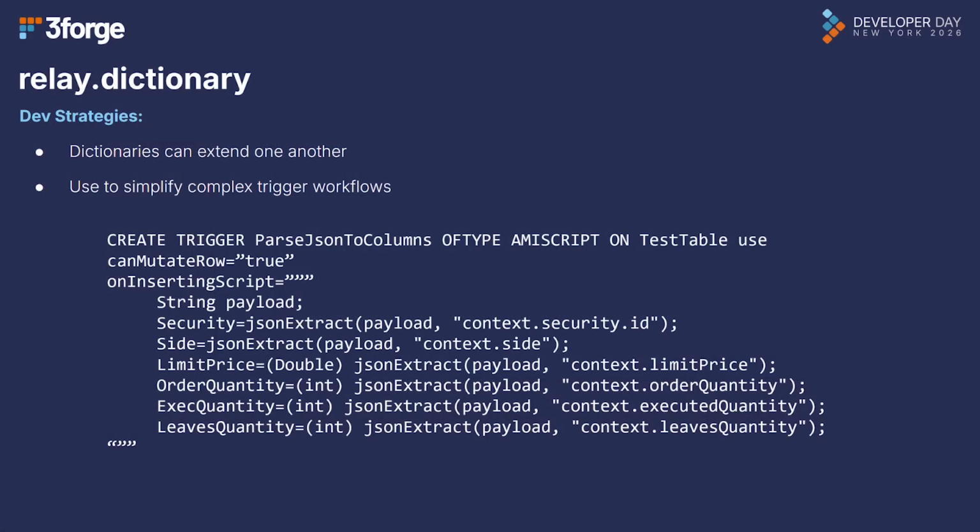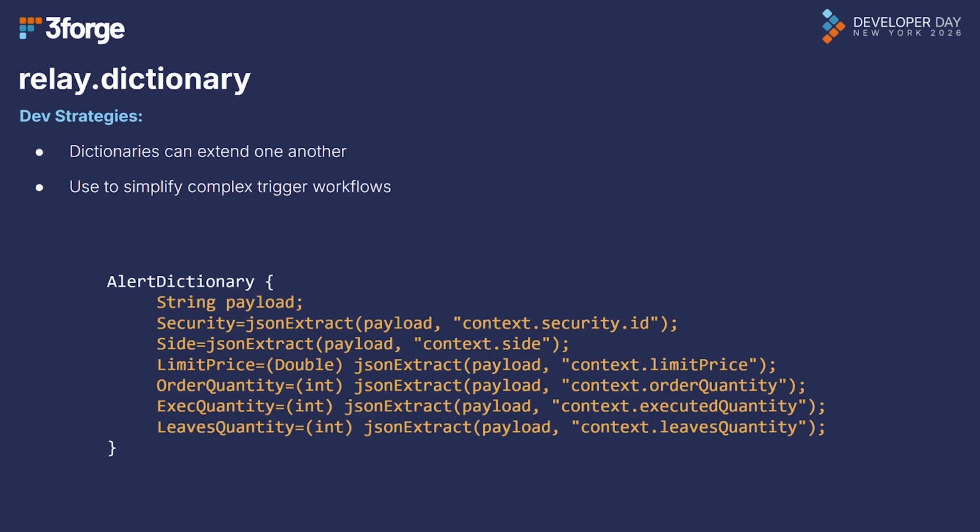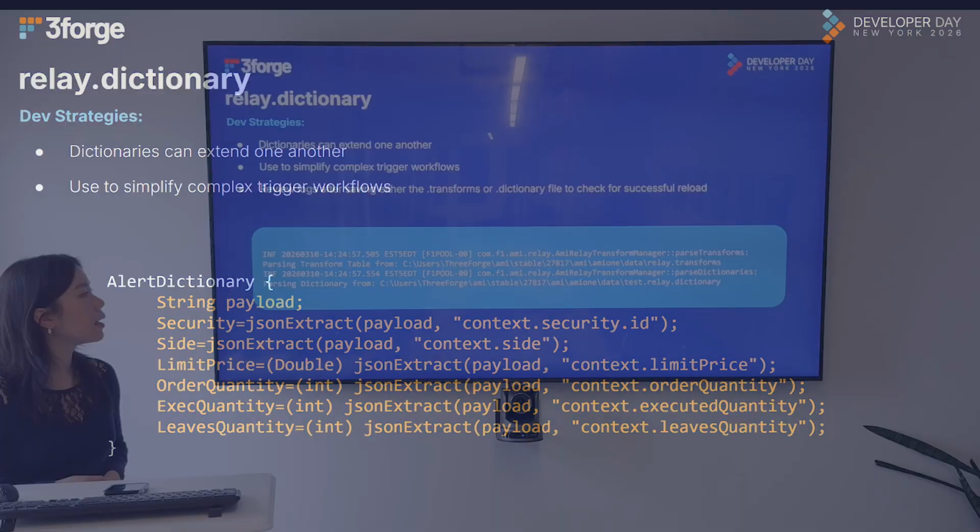So another example is messages that get published as a JSON payload. In order to meaningfully analyze the data, you have to first parse out the individual columns in an AMI script trigger. Now, if you take this same block of logic and just convert it to a relay dictionary, this can now be done on the relay side. And then when data gets inserted into your center, it's already readable and markable.